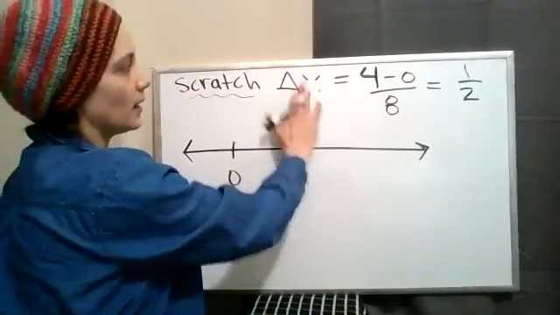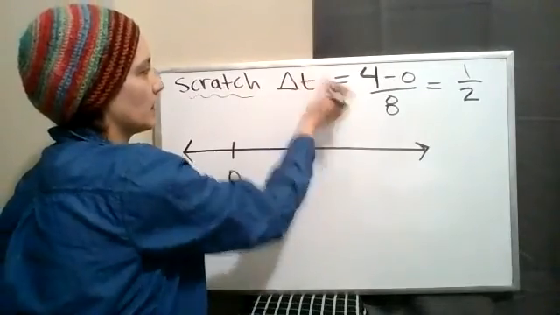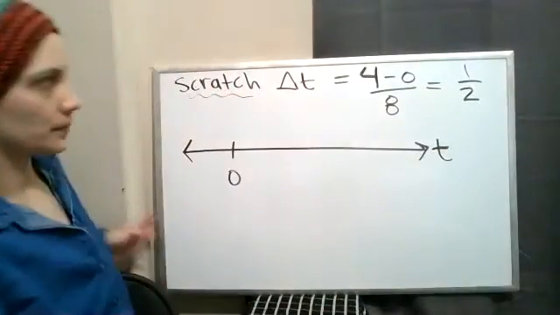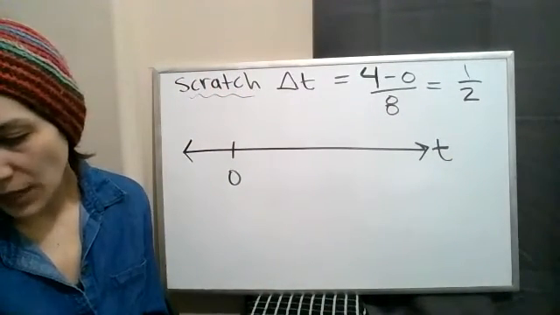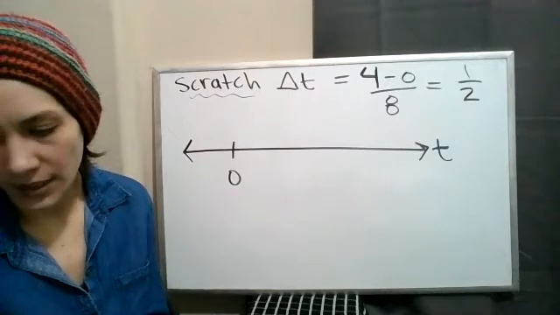Oh, this would be delta t, the change or width for the variable t. So t values here. Awesome. Delta t is 1/2. And we're splitting this up into 8 subintervals.